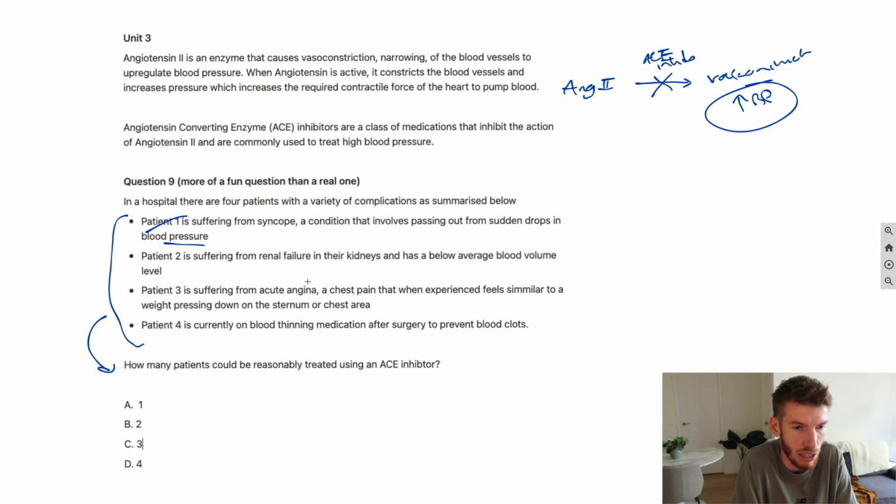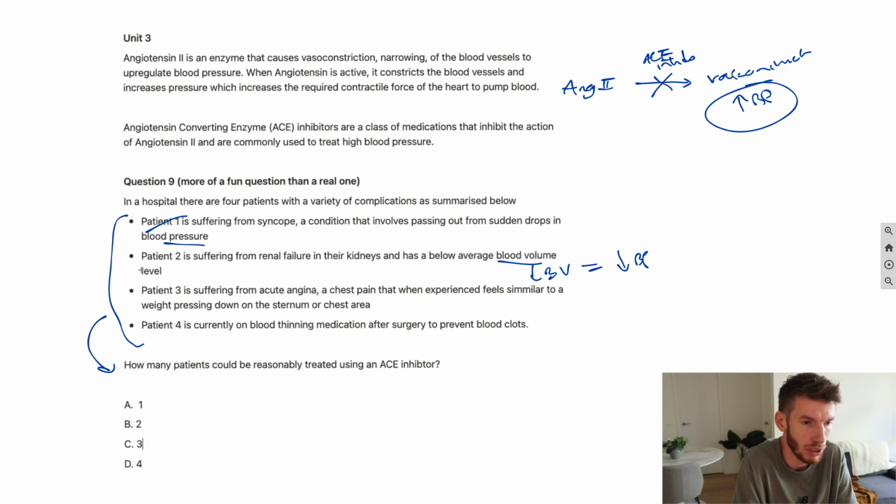Patient 2 is suffering from renal failure in their kidneys and has a below average blood volume level. If they have low blood volume, that would mean they have low blood pressure. So again, we would not want to give them that. And you can see now we've created a bit of a rule. Now we know that low blood pressure means don't give them ACE inhibitors, because if you give them an ACE inhibitor, that's actually going to keep the blood pressure low or prevent it from being upregulated to fix the problem.